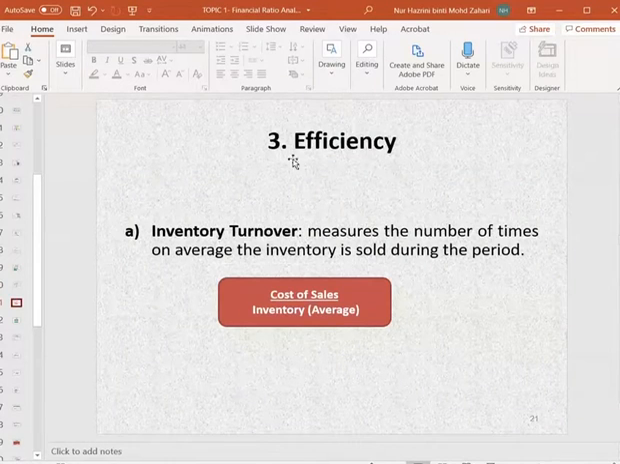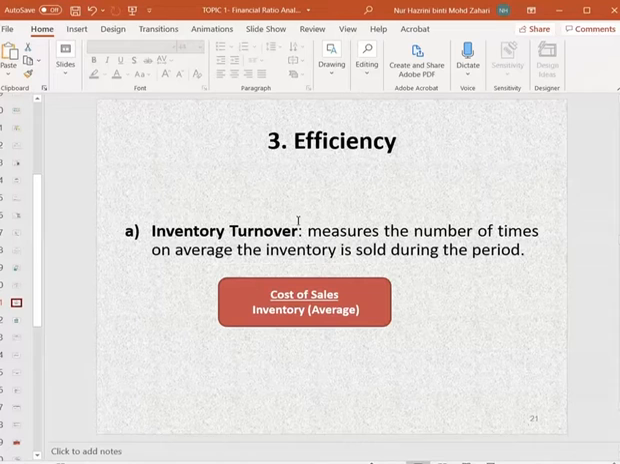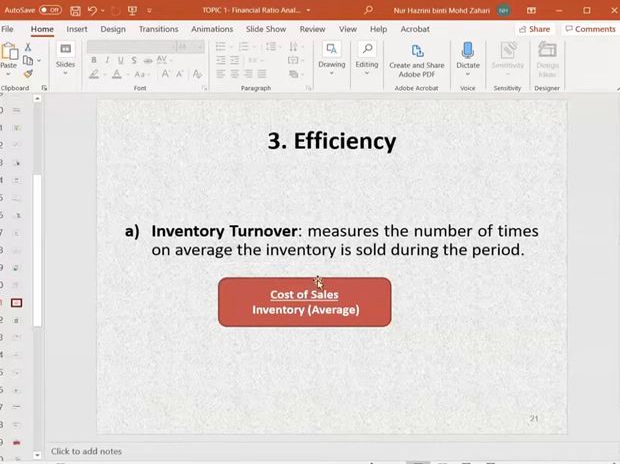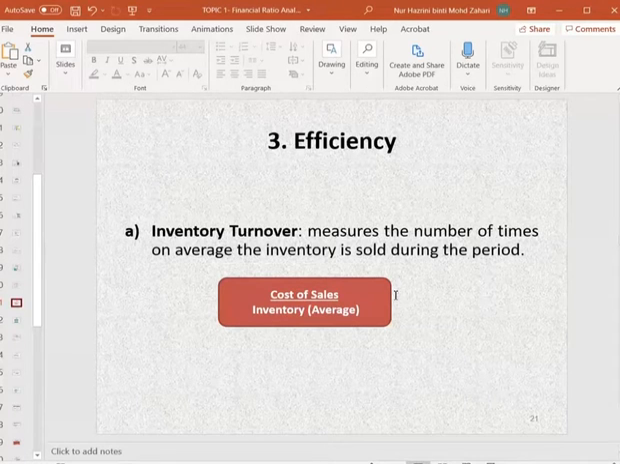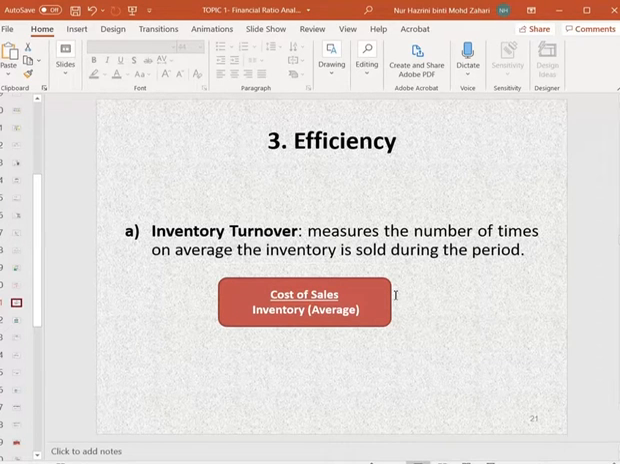Next ratio we have is the efficiency ratio. Under efficiency ratio, we have inventory turnover. Inventory turnover measures the number of times on average the inventory is sold during a period. We want to see how many times the company reorders their inventory, or how many times the company sells their inventories. The higher the better, because higher means the company is selling their inventory faster than the other company.